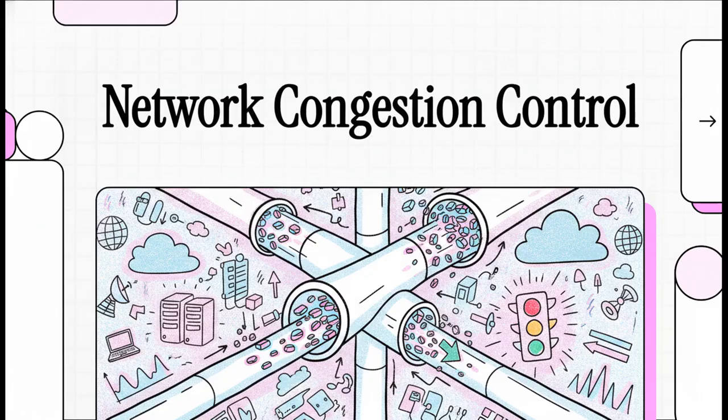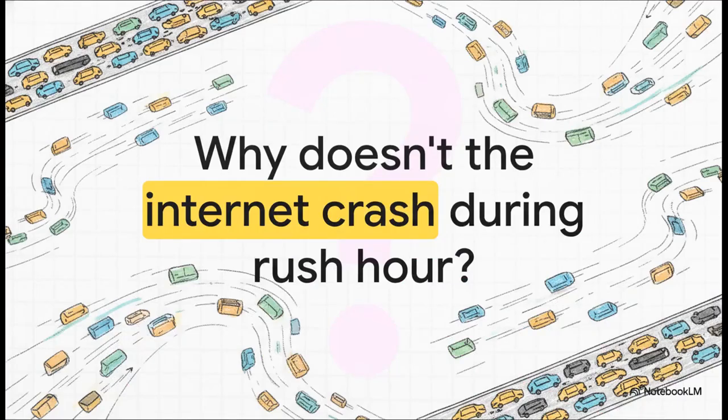Network congestion control. So think about this for a second. Why doesn't the internet just completely crash during digital rush hour? Right? Every single evening, millions of people log on at the exact same time to stream movies, play online games, and sync their devices. Now, if our physical highways handled that kind of sudden massive influx of traffic, we'd be looking at total gridlock. Cars parked for miles. No way anyone's moving. Yet, somehow, the digital highway just keeps flowing. How does the network manage the ultimate traffic jam without completely breaking down?